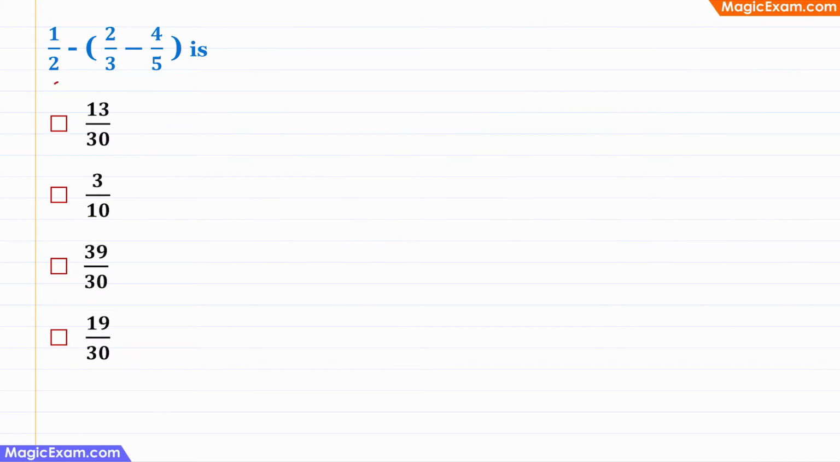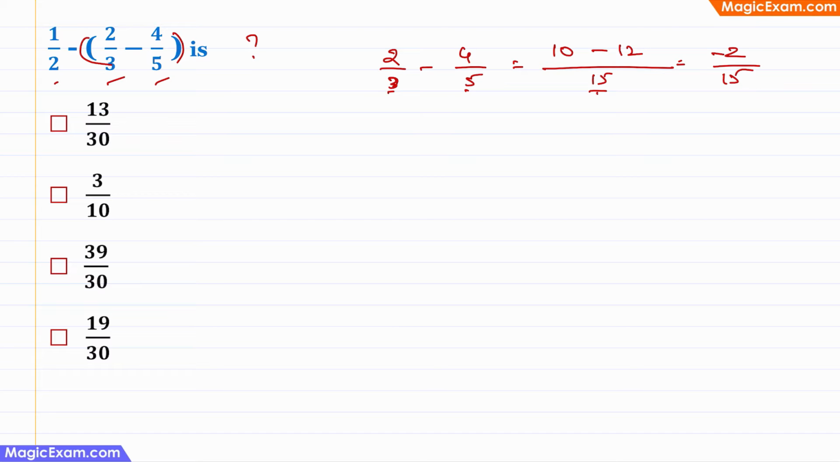1 by 2 minus 2 by 3 minus 4 by 5 inside braces is how much? So first we will have to use the BODMAS rule and solve that part of the problem which is inside the braces. Therefore first let us solve 2 by 3 minus 4 by 5. So to do this we'll have to take an LCM, that is 15 here. So 3 5s are 15, so 5 2s are 10 minus 5 3s are 15, so 3 4s are 12. So we'll get minus 2 by 15.